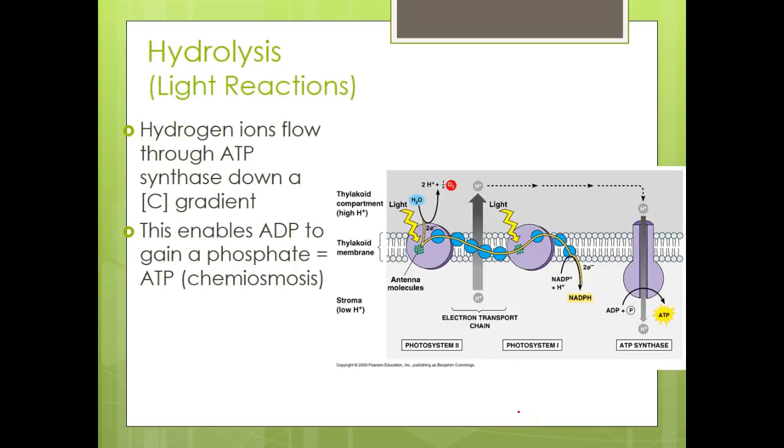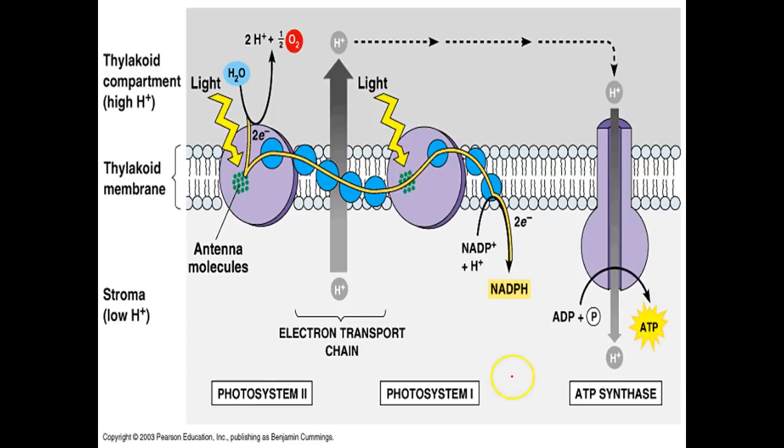I'm going to go ahead and go to the next slide, which has a bigger picture, and we'll go ahead and work through the process again. This big purple circle would be photosystem 2, and I can label that PS2. And the next big purple circle would be photosystem 1. And this is our hydrolysis reaction.